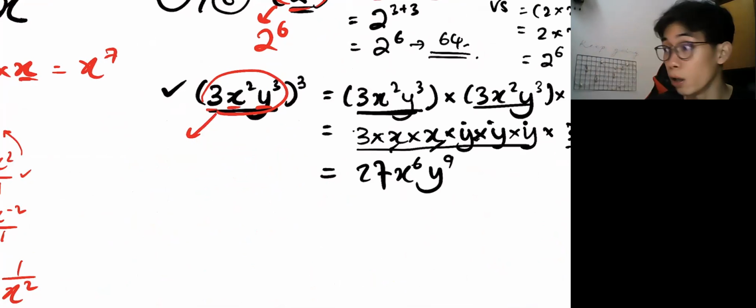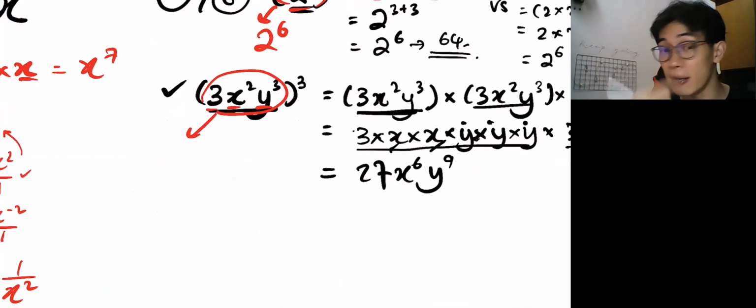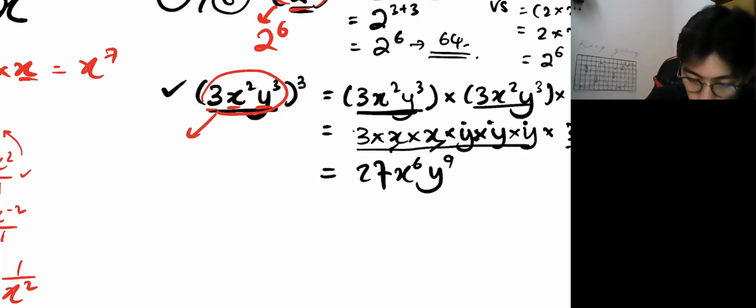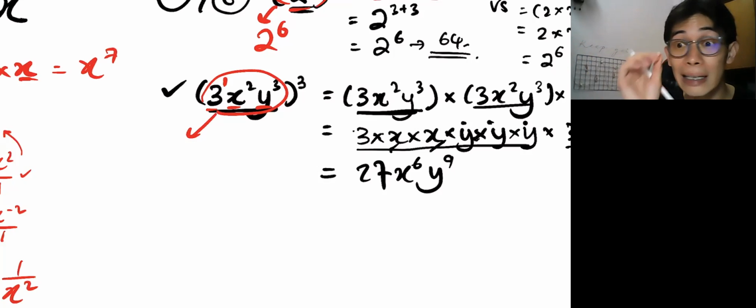You have a total of 3 bases. Every base, there is one index. 3 power 1, x squared, y cubed, right? And the bracket, you multiply. Care about the index.